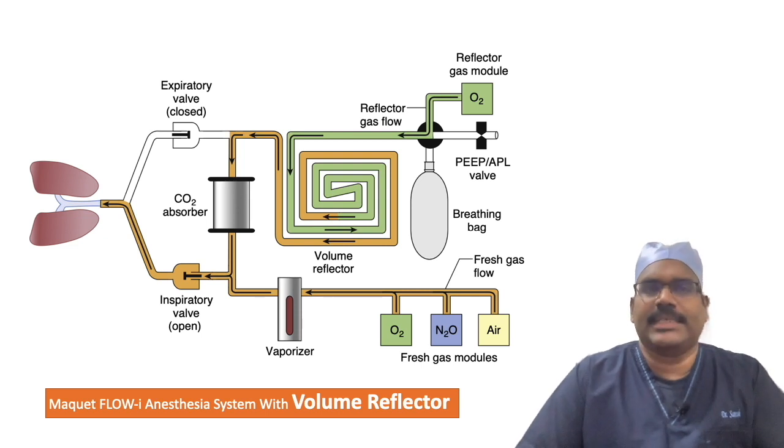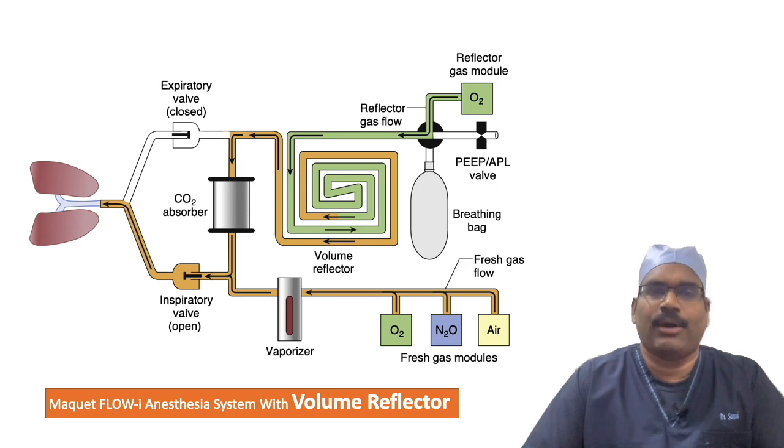The Maquet FlowI anesthesia workstation uses a novel device called the volume reflector to act as the reservoir. The volume reflector is essentially a long plastic tube with a volume of 1.2 liters coiled compactly to fit in the anesthesia workstation. The volume reflector is functional and in circuit during all modes of ventilation. The volume reflector therefore acts as a volume reservoir while at the same time preventing mixing between the gas at the two ends of the tube.